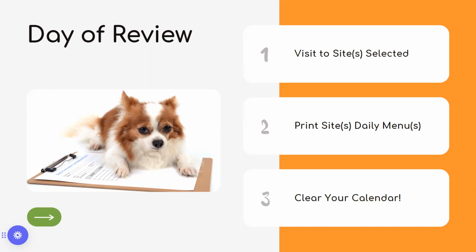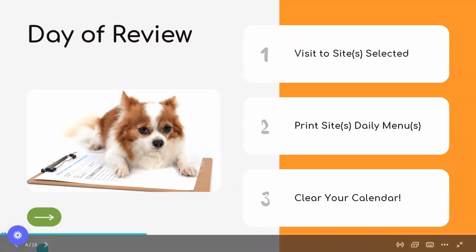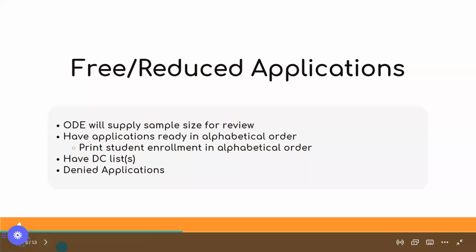Please make sure that you print the daily menu for both breakfast and lunch for the day that the reviewer is going to be on site. They'll need to take a copy of that with them for their report. Please make sure that you clear your calendar for the day of the review. You do need to be in the district and available if there are any questions or concerns that arise as the reviewer is there. They're going to look at your free and reduced applications.